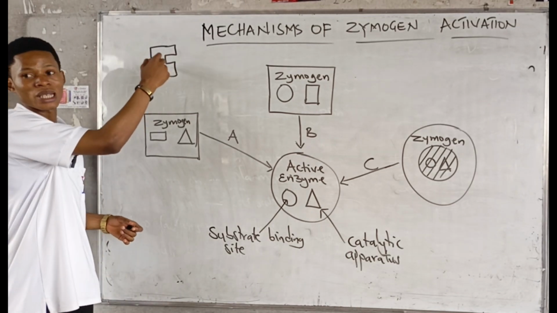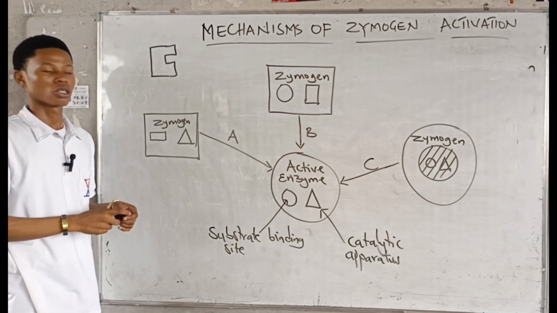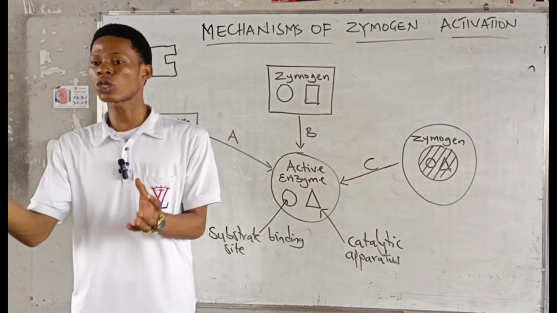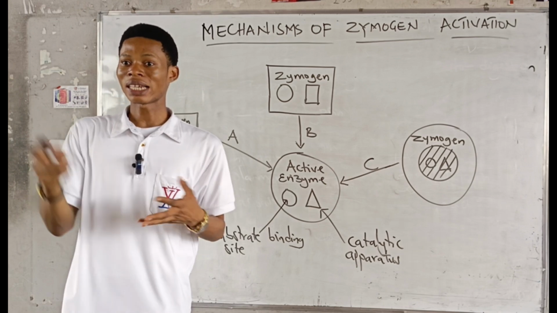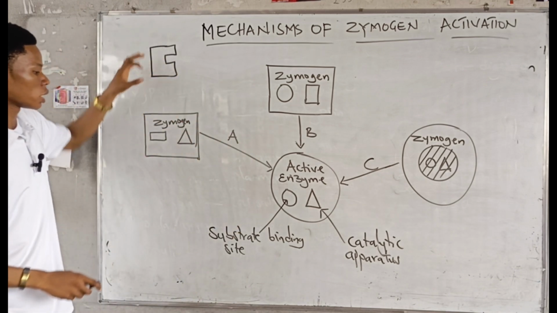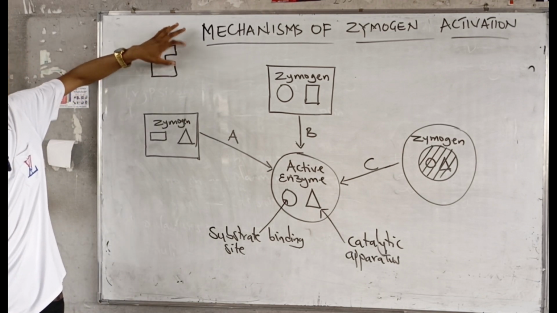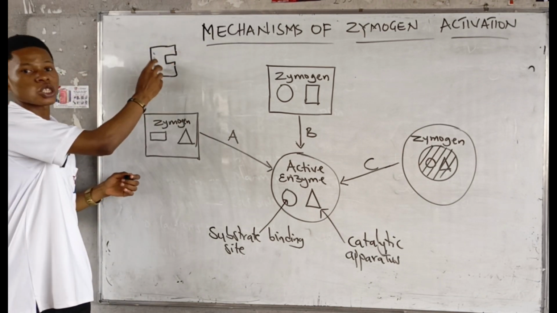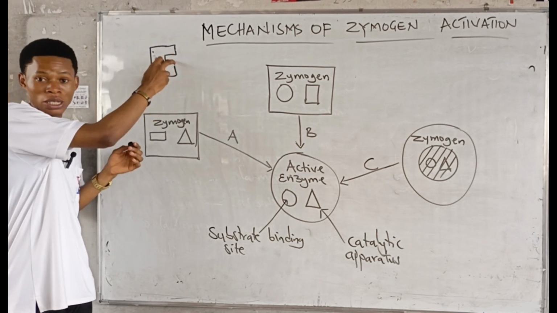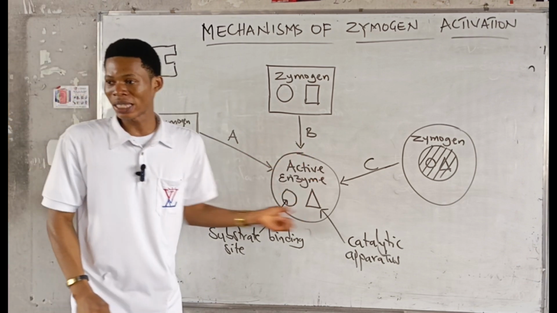This site here represents the active site of an enzyme, right? Every enzyme has its active site. When the substrate binds, catalysis can take place. The active site is where the substrate binds. Then there is a catalytic subunit where catalysis takes place as the substrate binds to this. Now, this is the active enzyme.